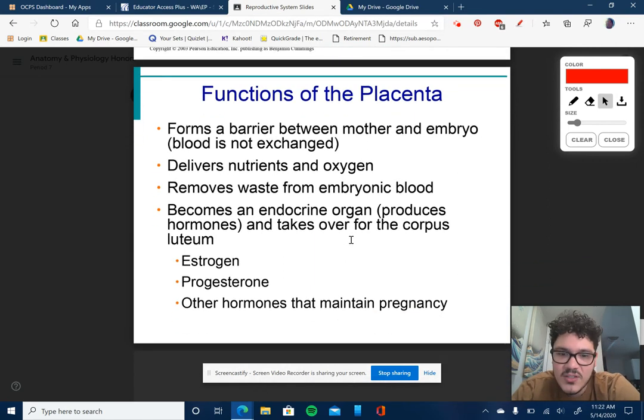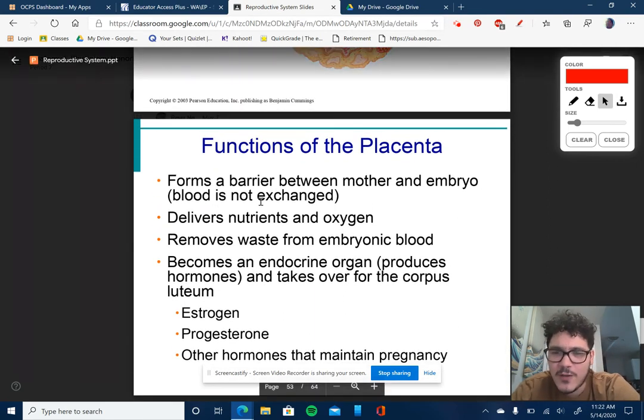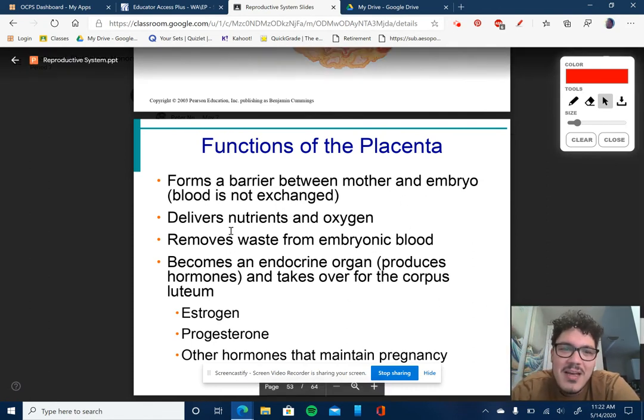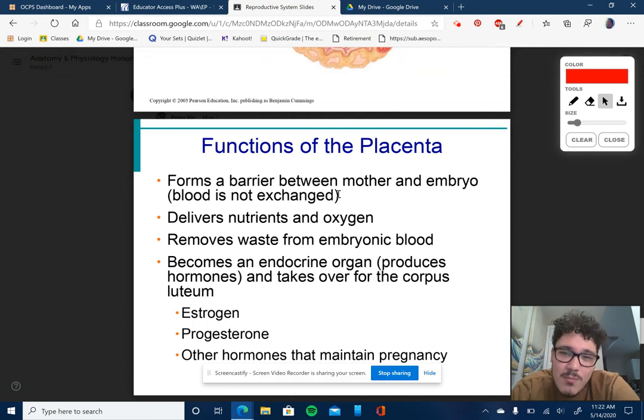Finally, a good place for us to stop. We could talk about the functions of the placenta. And there's some interesting discussion relating to the placenta that I'll share when we finish this up. The placenta forms a barrier between the mother and the embryo, so that blood is not exchanged. It has to filter through. Delivers nutrients and oxygen. That makes sense, right?